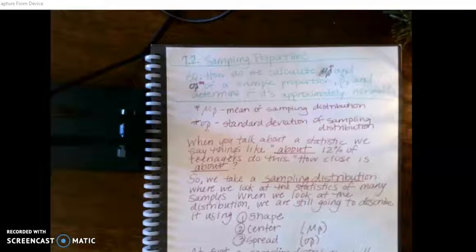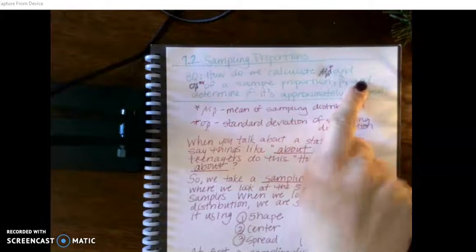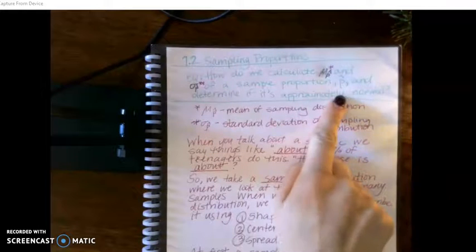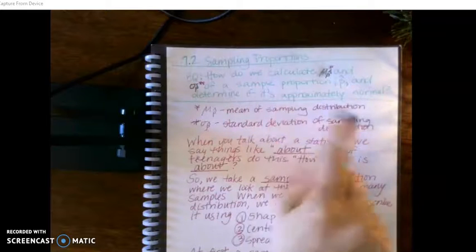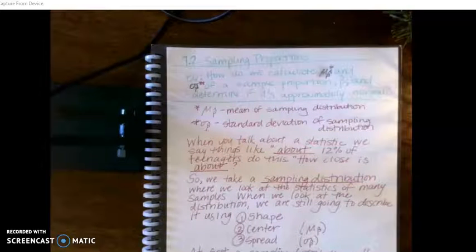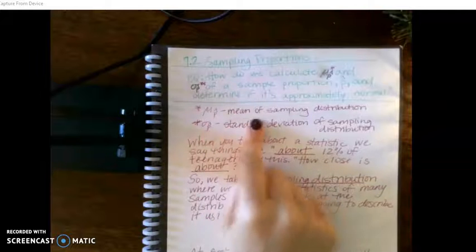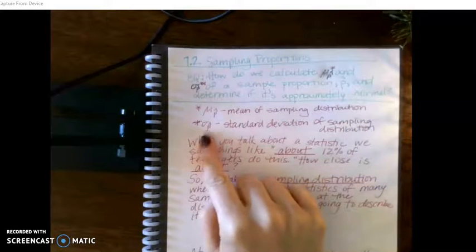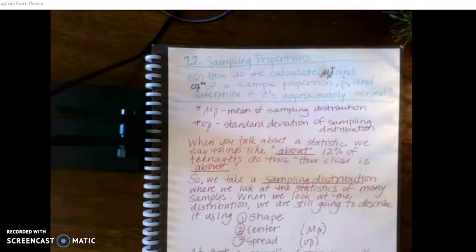Classic. Alright, but we are talking about 7.2 sampling proportions, okay? So the question, our EQ, is how do we calculate mu sub p hat and sigma sub p hat of a sample proportion, p hat, and determine if it's approximately normal, okay? So, mu sub p hat means that it's the mean of the sampling distribution, okay? And sigma sub p hat is the standard deviation of the sampling distribution.